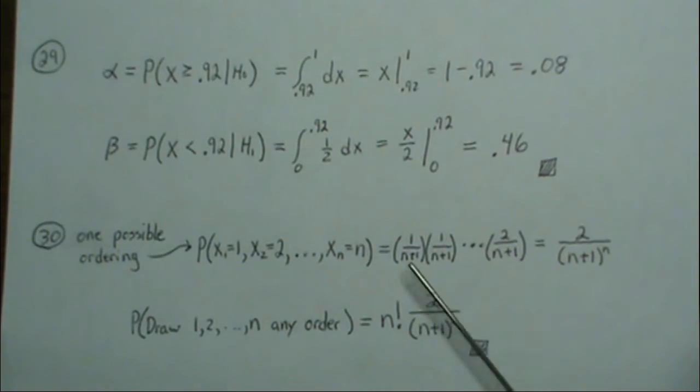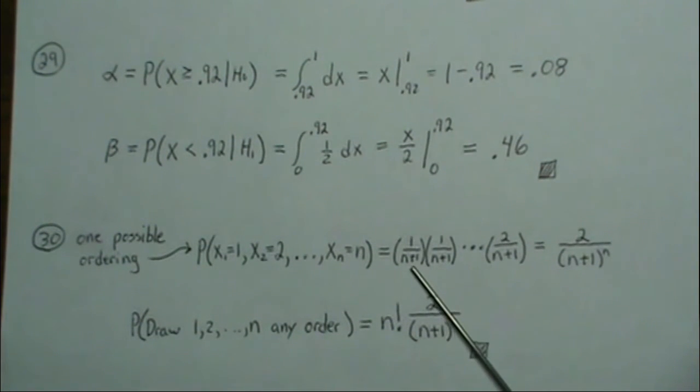Well, this is the probability. There's only one slip out of the n plus 1 that has a 1. There's only one that has a 2, etc.